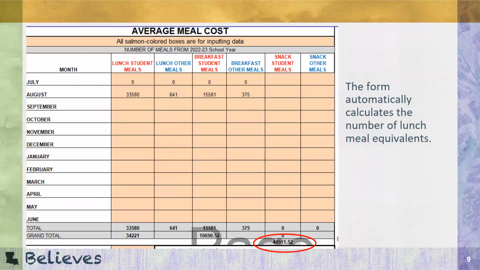The form automatically calculates the number of lunch meal equivalents at the bottom of the page. So as you add data for each month, it will continue to automatically calculate the total.